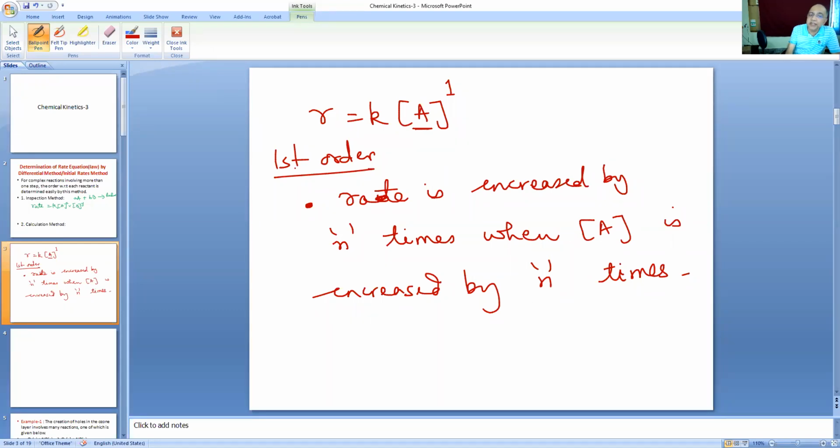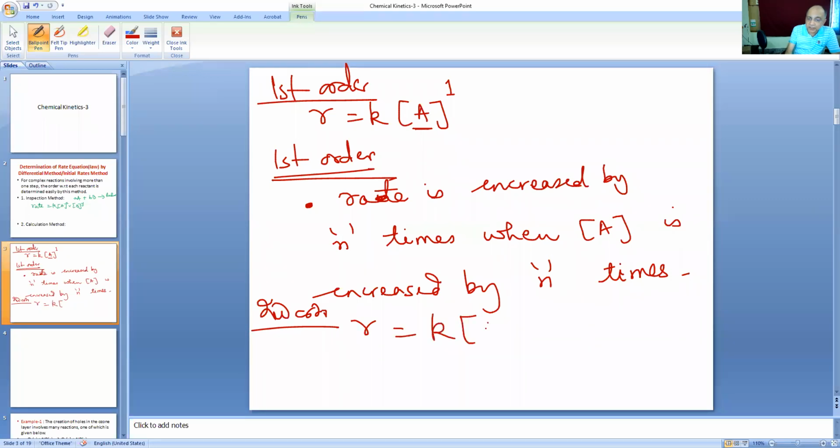When A is increased by n times then it is definitely a first order process. And what will be second order? This is first order. r is equal to k a square, second order, by the inspection method.